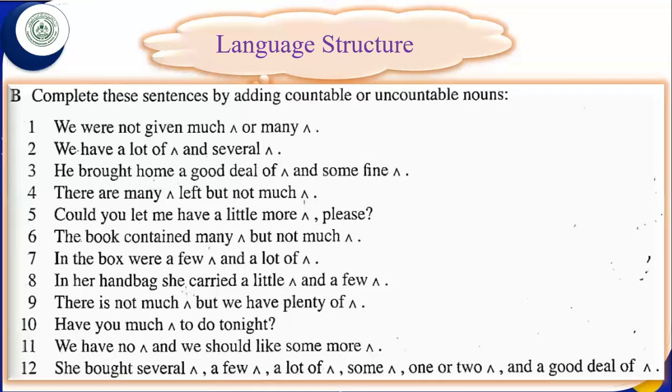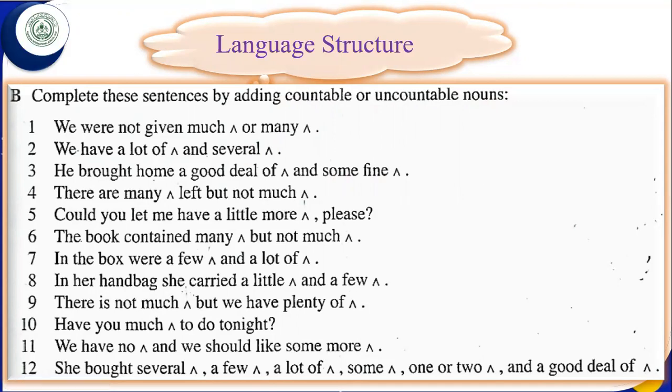Oh yes, you can see here the blank spaces in each sentence. We are not given much blank space or many blank space. We shall write here 2 nouns, one here and the other one here. Oh yes, now we know what to do here. But what we should keep in our mind, here it is written countable or uncountable nouns. Can we write countable nouns everywhere? Can we write uncountable nouns everywhere? No, it is not like this.